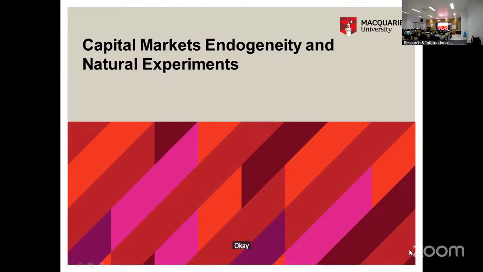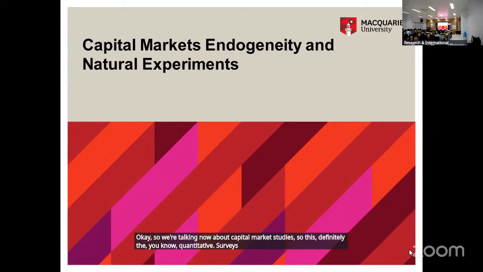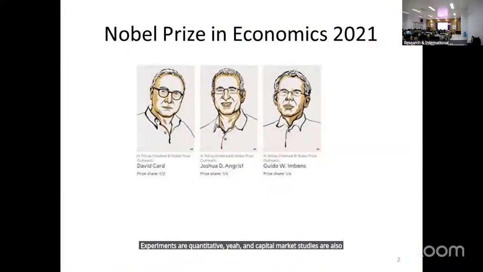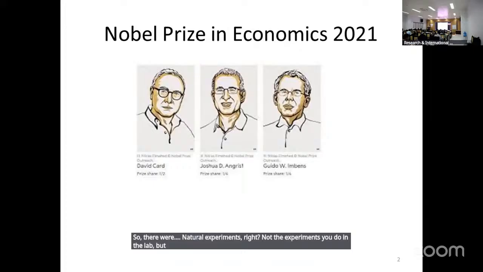Okay, so we're talking now about capital market studies. So this is definitely quantitative. Surveys are quantitative, experiments are quantitative, and capital market studies are also. The two men on the right, Angrist and Imbens, received the Nobel Prize in 2021 for their work on natural experiments, right? Not the experiments you do in the lab, but natural experiments. So things you see in society.